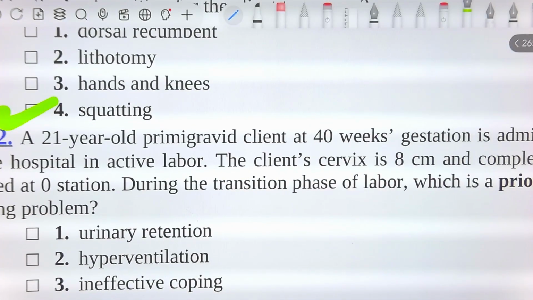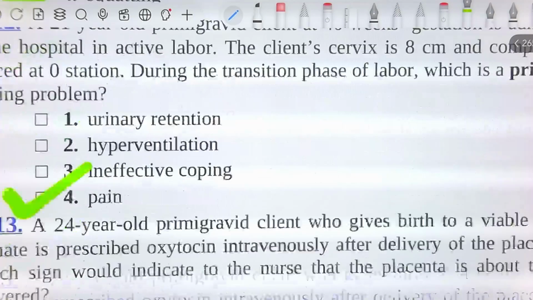Next question. A 21-year-old primary gravid client at 40 weeks of gestation is admitted to the hospital in active labor. The client's cervix is 8 centimeters and completely effaced at 0 station. During the transition phase of labor, what is the priority nursing problem? You have 4 options. Let me know the correct answer. So in the transition stage, we have to look for pain. So answer number 4 will be the correct.